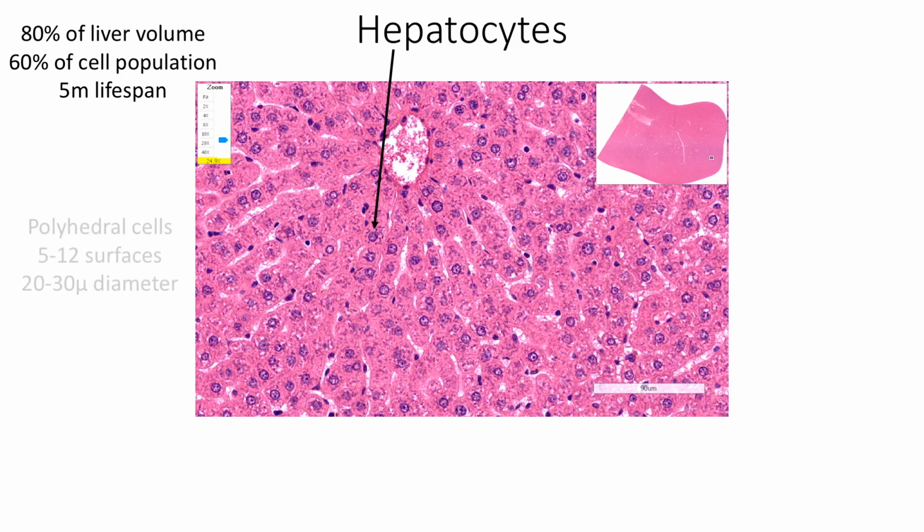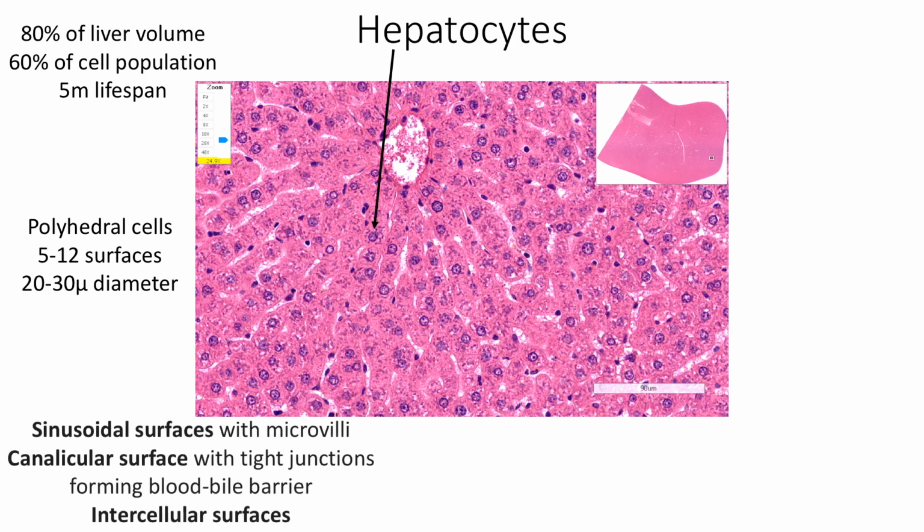They are large polyhedral cells with 5 to 12 surfaces and having a size of about 20 to 30 micron diameter. They show 3 types of surfaces. Sinusoidal surface which face the sinusoids. Here they show presence of microvilli, and around the circumference, part of the opposing plasma membranes of adjacent hepatocytes are grooved, forming the bile canaliculi, and this surface is called as canalicular surface.